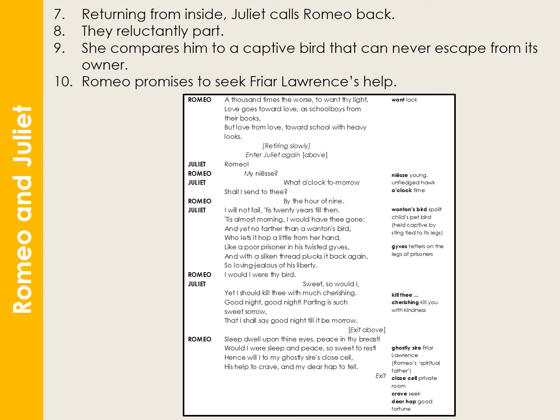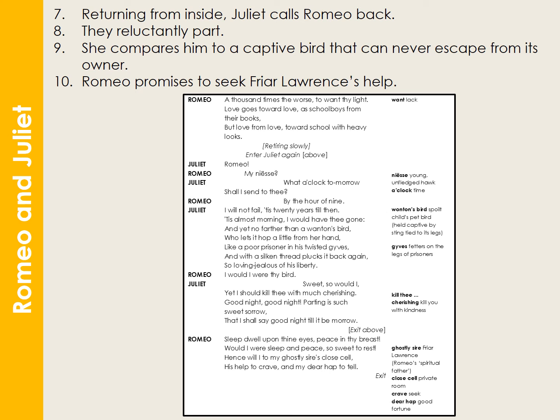'Tis almost morning. I would have thee gone, and yet no farther than a wanton's bird, who lets it hop a little from her hand, like a poor prisoner in its twisted gyves, and with a silken thread plucks it back again, so loving, jealous of his liberty. Basically just saying that she would like to just let him go a little bit. She wants to keep him like a little pet, tied to her, so to speak.